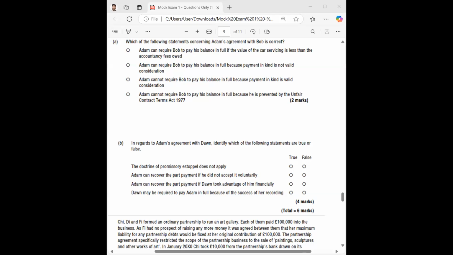Dawn may be required to pay Adam in full because of the success of a recording, of course, right? Because Adam is already suffering to pay his tax bills. He waived half of his fees for accounting work, stating that she is a musician with a new recording. In her new recording, she wanted to invest and she's making a big profit out of that new investment, which means that now she is financially sound. So she may be required to pay Adam in full. So that is a true fact.